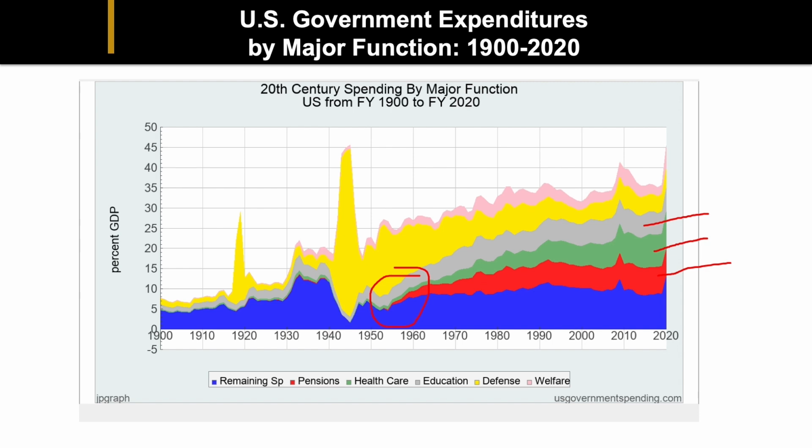This yellow area, if you take a little time to look at this, is defense spending. That's always been a major chunk. Of course, you see those spikes for World War II and World War I, etc. And then there's welfare type of spending at the top. That's been a part of government spending for longer than some of these others.